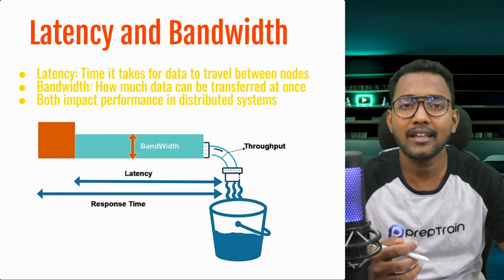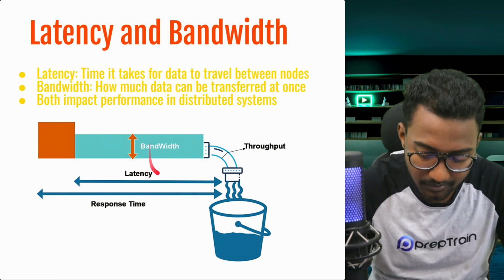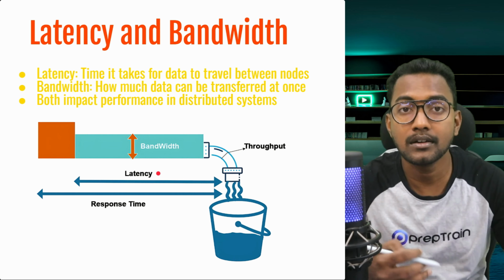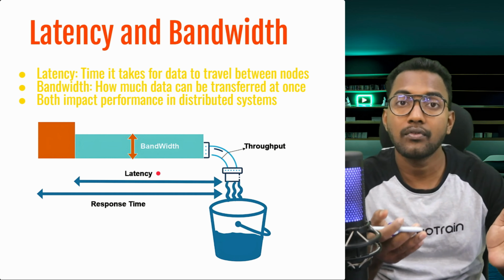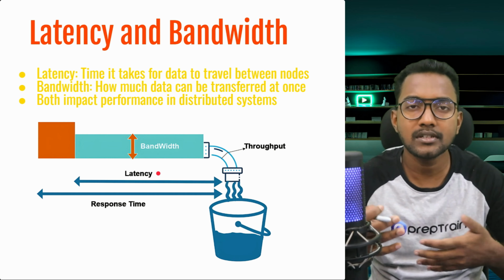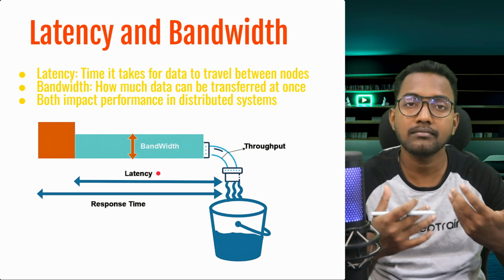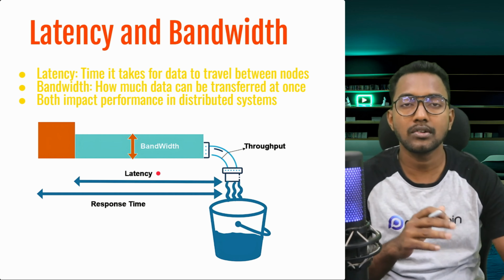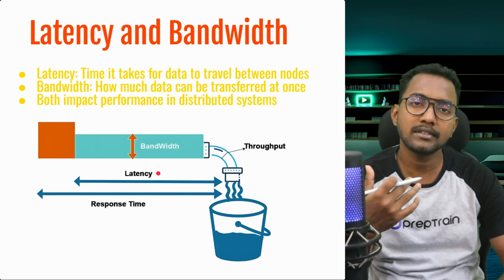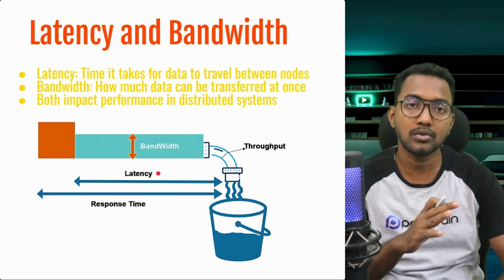So imagine it like a water pipe. Basically, the wider the pipe, the more water can flow through at once. Similarly, in a distributed system, the higher the bandwidth, the more data can flow between nodes without causing bottlenecks. So low bandwidth is like trying to push a lot of water through a narrow pipe.